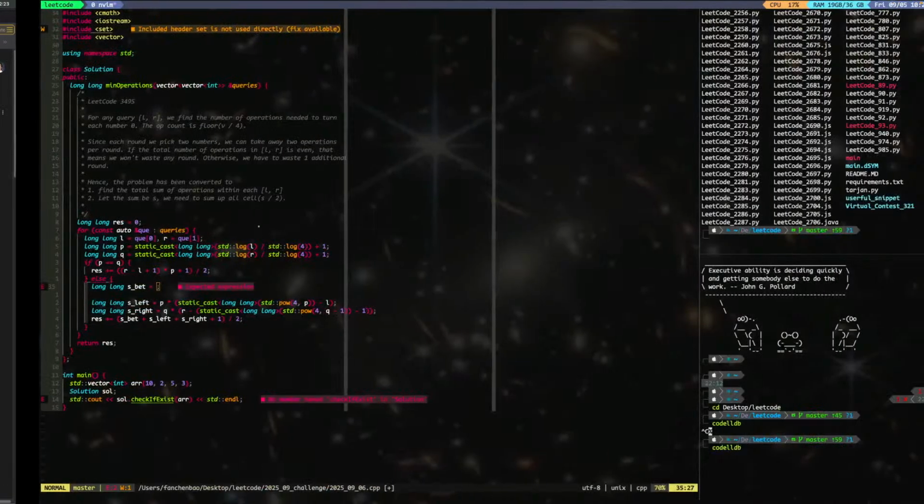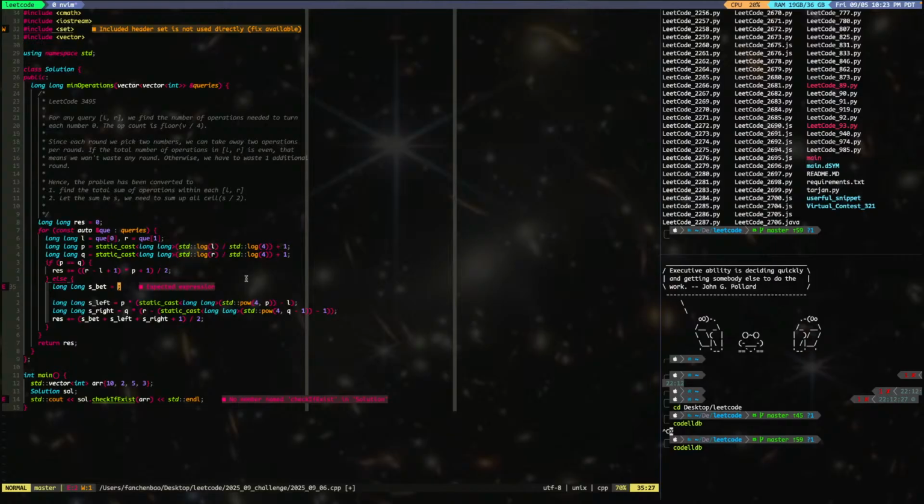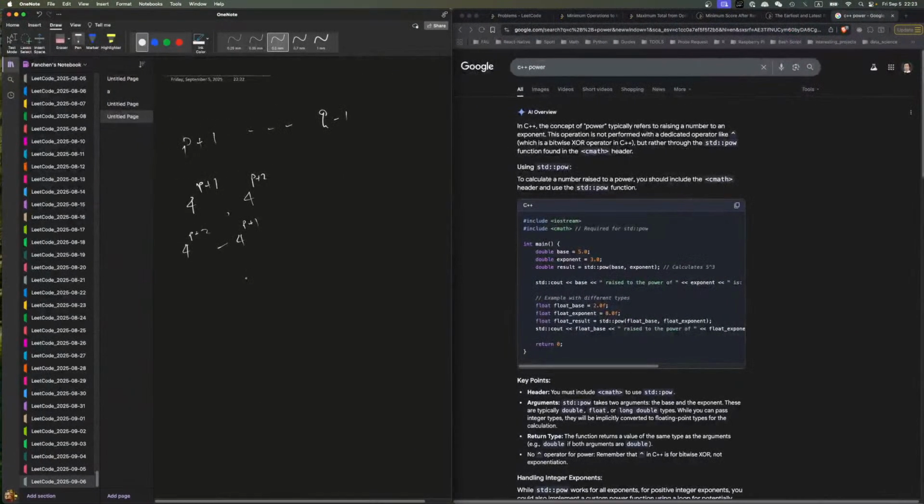It's not right. P and Q are the number of operations. Okay, it's the number of operations. The actual one is minus 1. So it's actually from P to Q minus 2, right? From P to Q minus 2.